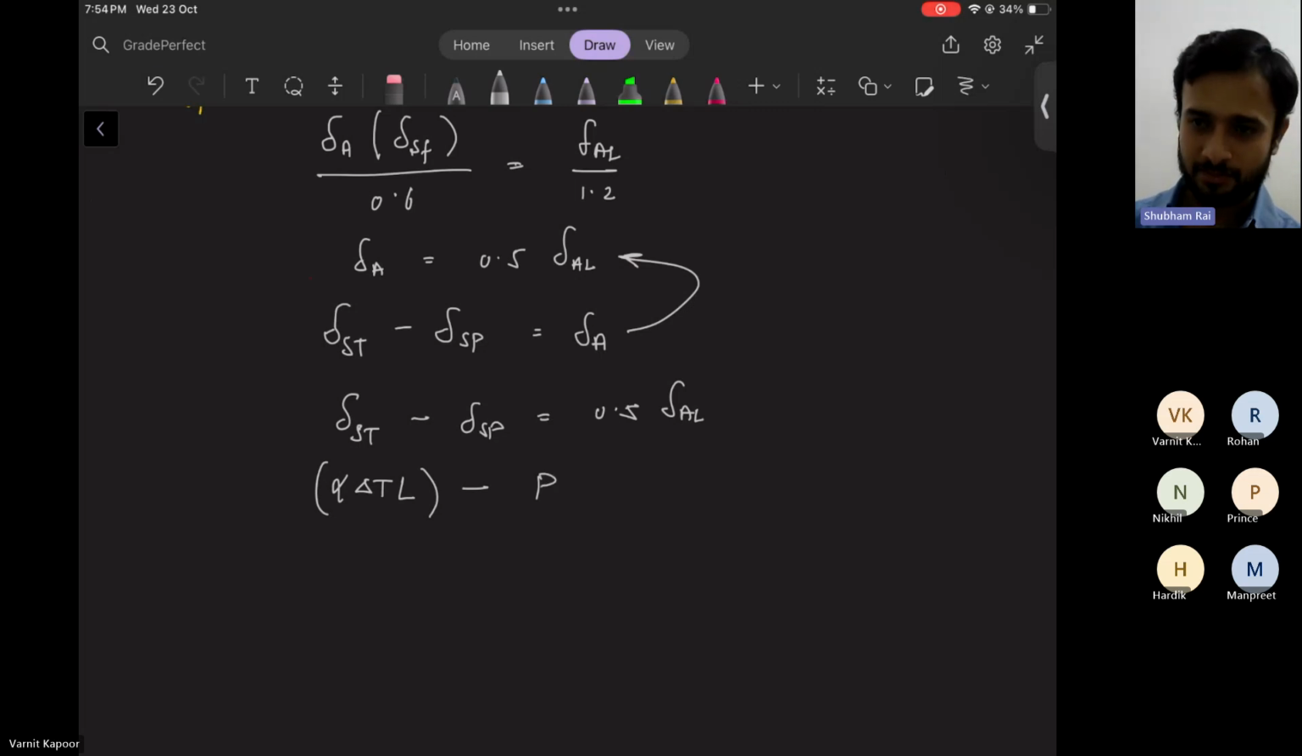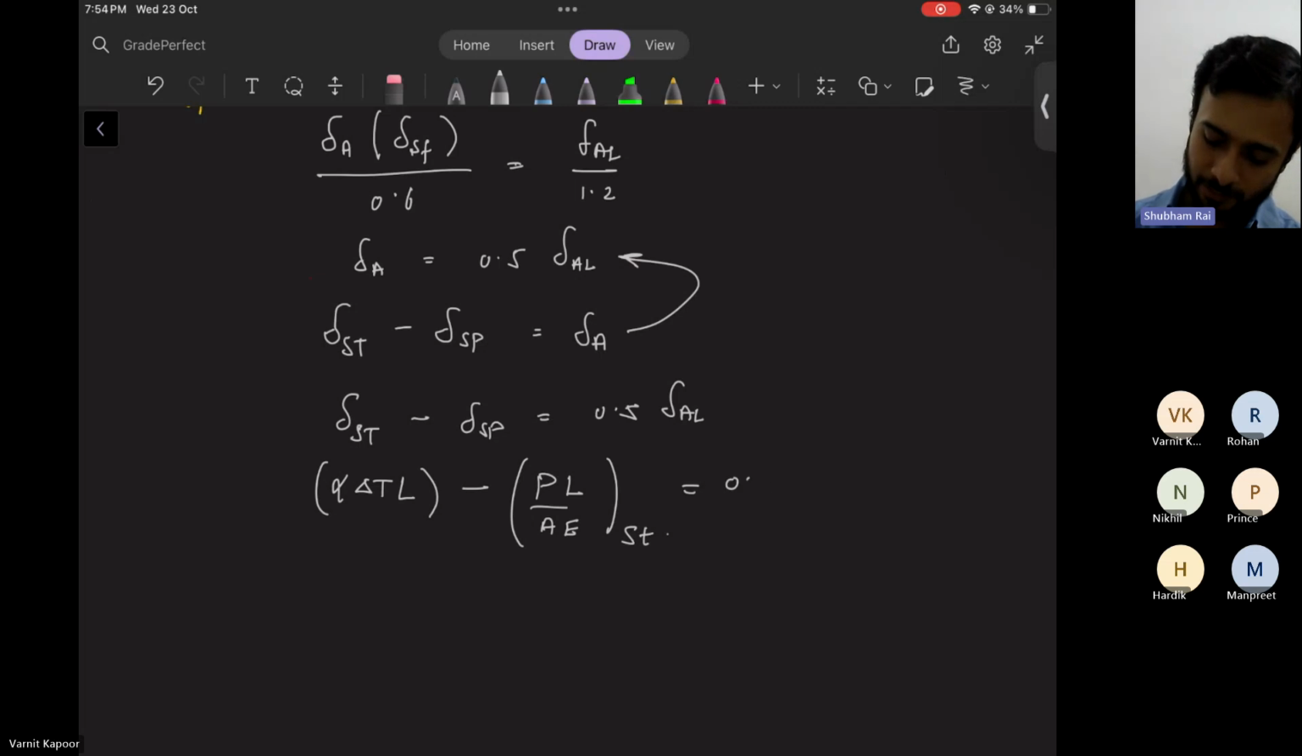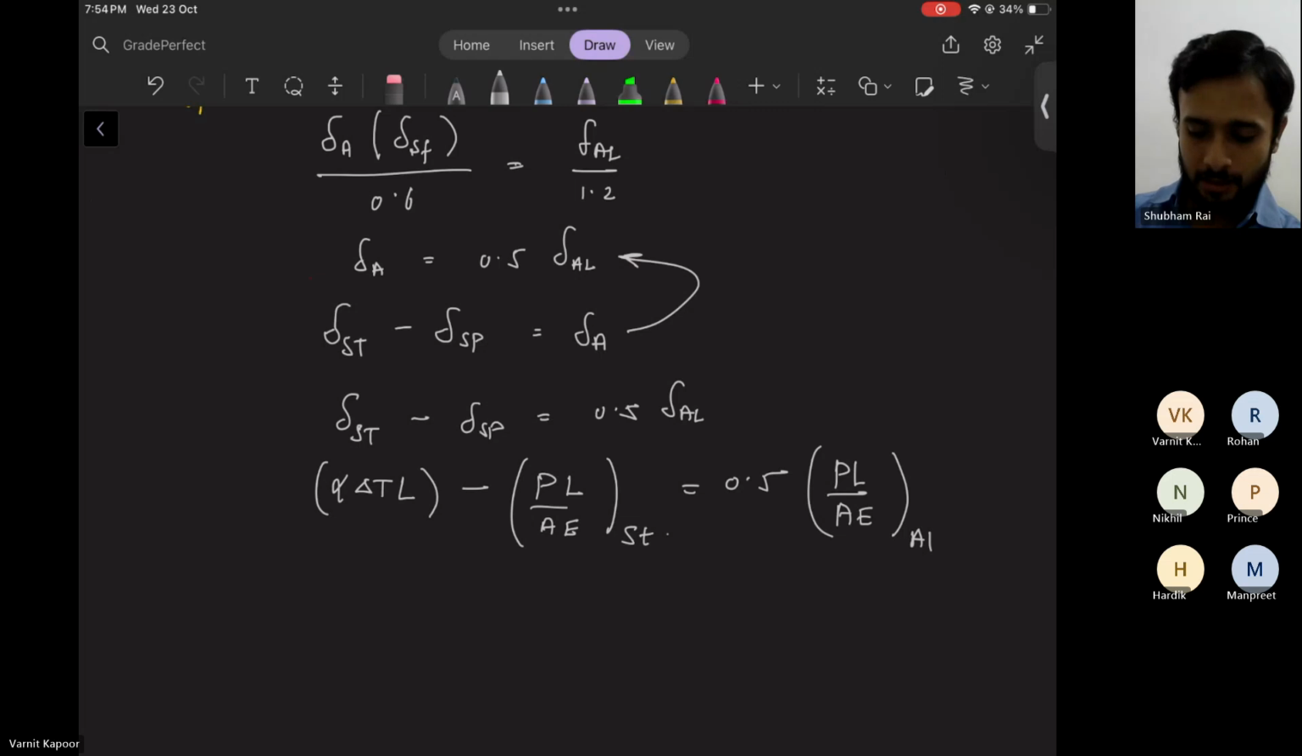Let's say load acting as P in the steel, and length of the steel is PL by AE. So that will be corresponding to steel. So I'm just writing ST here, and this will be 0.5 times PL by AE in aluminium. So this P is acting now in aluminium. So I'm just writing aluminium here. Okay. And delta in aluminium will be only due to force P. There will not be any role of temperature because we are not increasing or decreasing the temperature of aluminium.